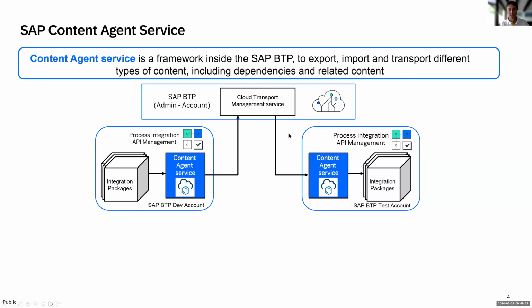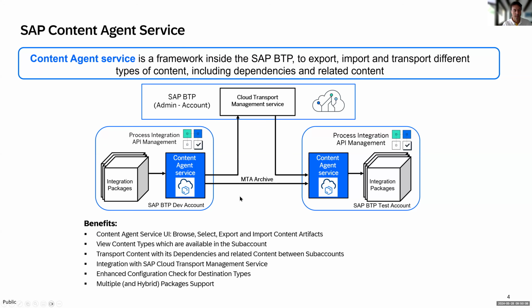You could also use an MTAR archive. You would download the certain content type and then transport it to a different server, and there you can manually import it again. But as I said, recommended is to use the Cloud Transport Management Service. That's the most secure way, and nothing can happen to an archive which you transport manually from one account to another.